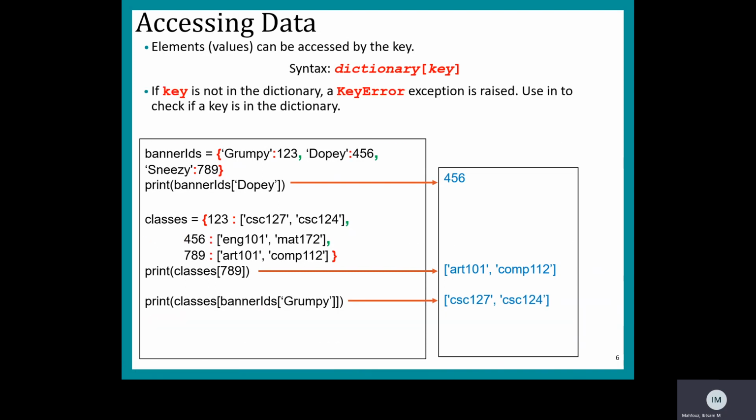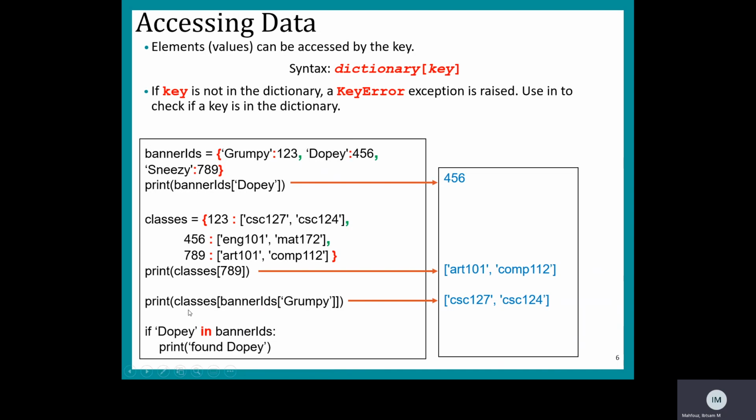What happens if I try to give it a key that doesn't exist? Well, remember when we tried giving an index to a list that didn't exist, what happened? We got an index error. Here we're going to get a key error. So if I try to access an item in the dictionary and it doesn't exist, I'm going to get a key error. So what should I do to make sure that I don't get this error?